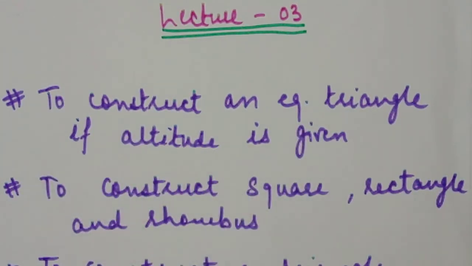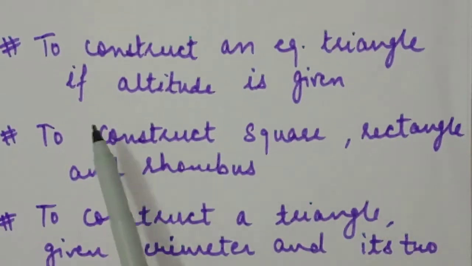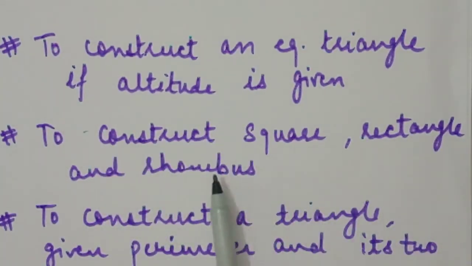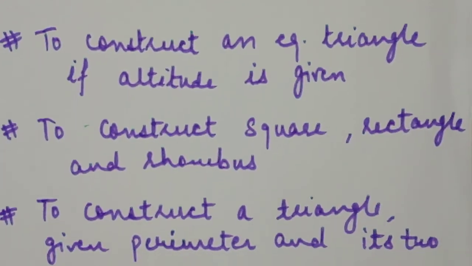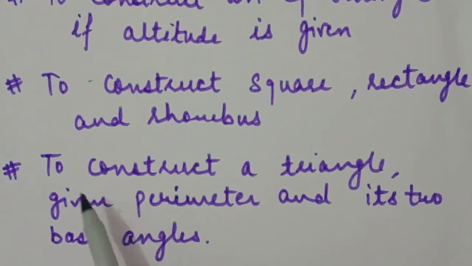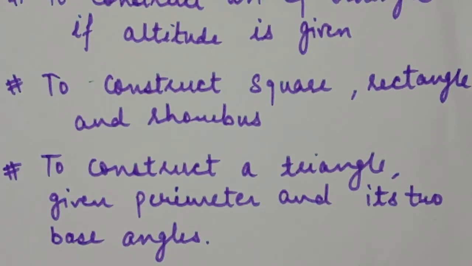with its altitude. The second one is to construct a square, rectangle and rhombus. Then how we will draw or construct a square, rectangle and rhombus. And the third one is to construct a triangle with given parameter and its two base angles. Students, this topic is already deleted from your syllabus, but some of the students also want to learn all these topics. That's why I am explaining. Okay, so let's start with the first topic.